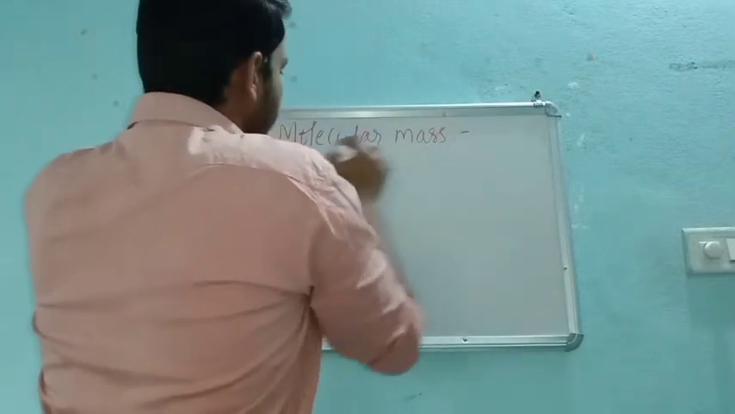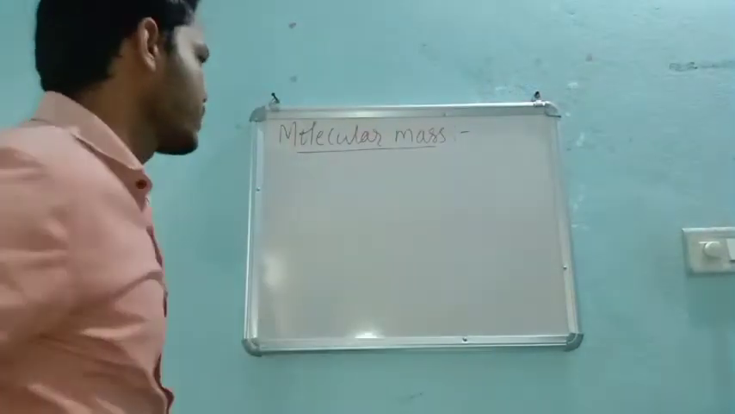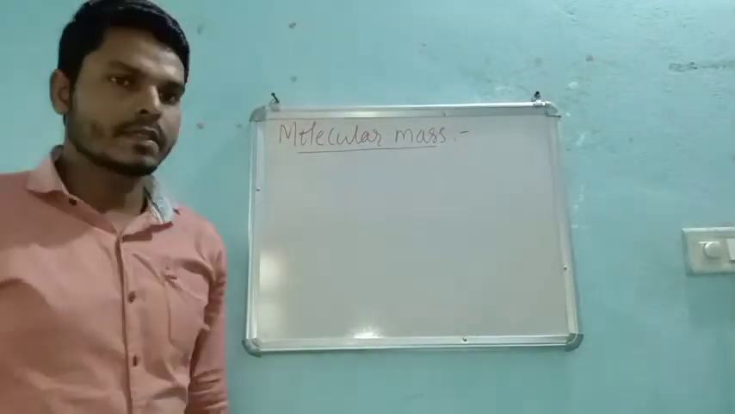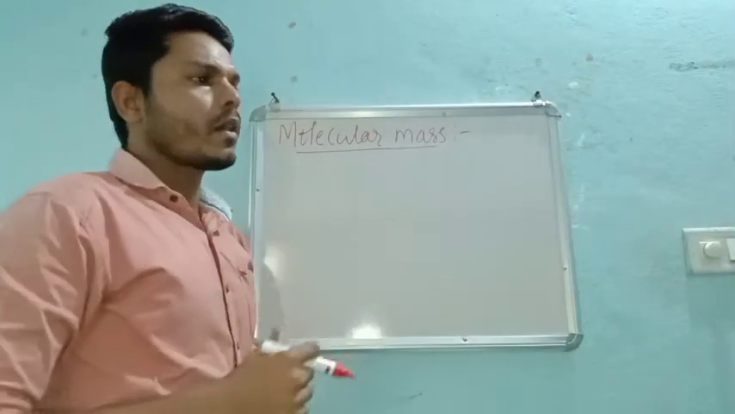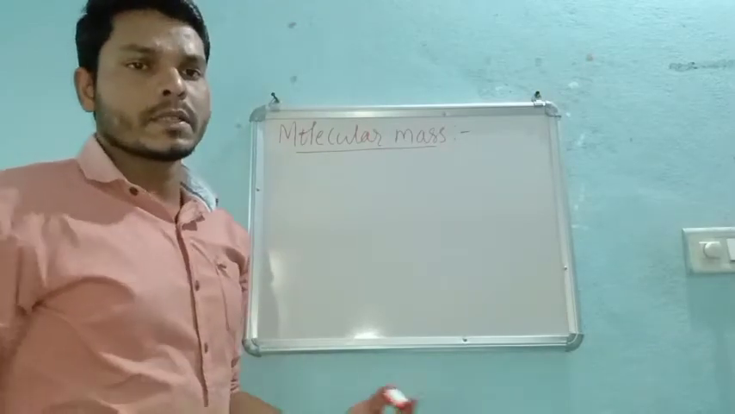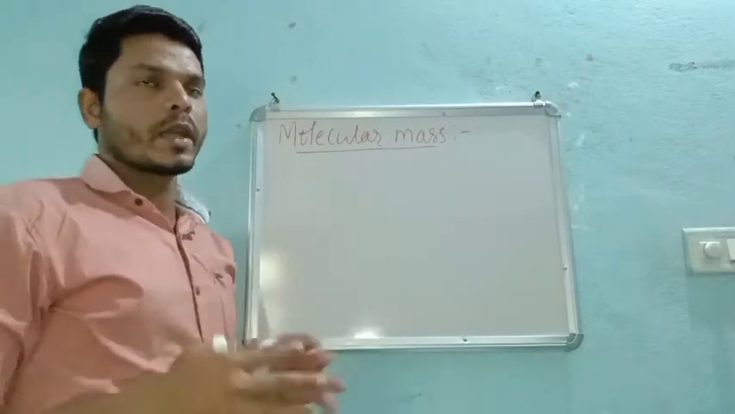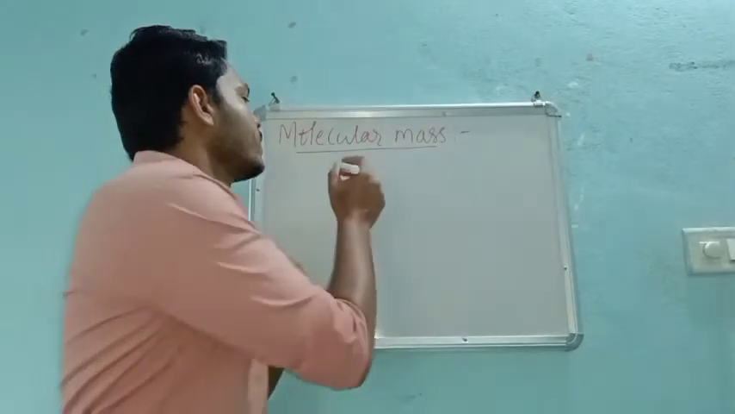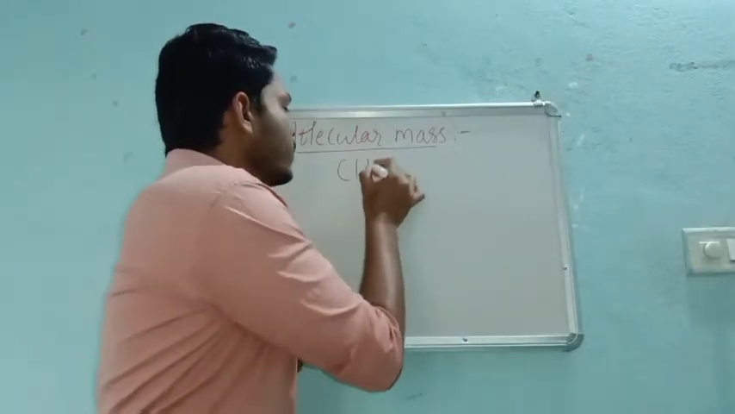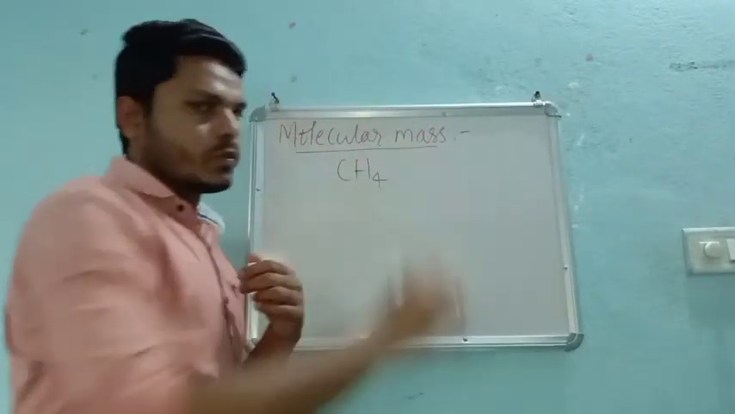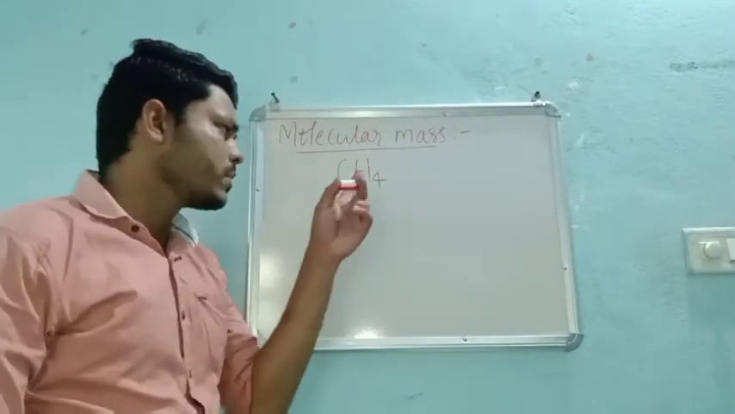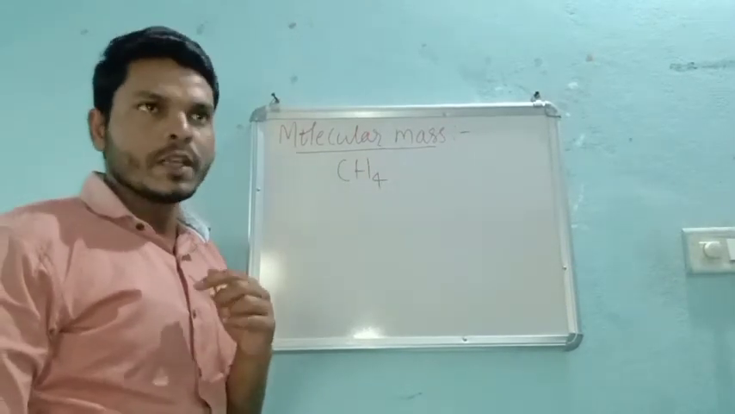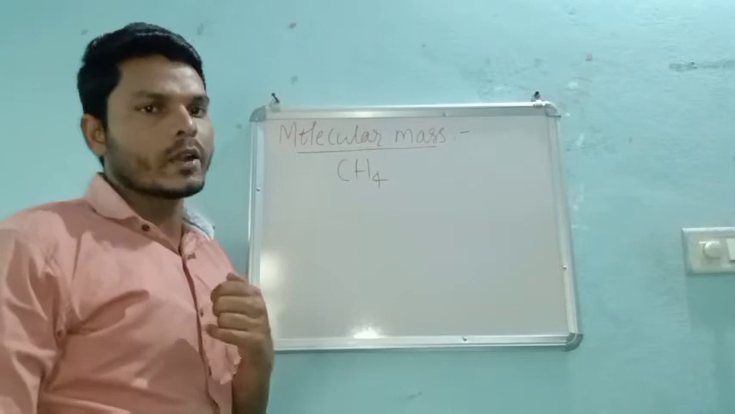This is also very important for PU first. So molecular mass means we have to calculate the total of the elements present in the molecule. Say for example, we will just see one example of this, CH4. So what is the molecular mass of this methane? If they ask, what do we need to do, how to calculate?